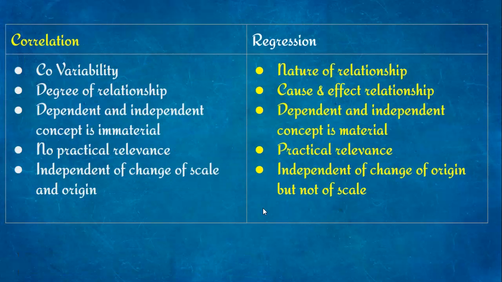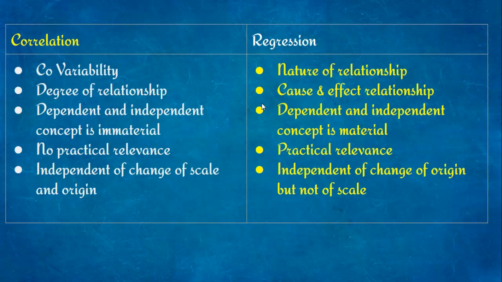Then we covered the difference between correlation and regression. In the difference part, one point is that the dependent and independent concept is immaterial in the correlation model, and the dependent and independent concept is material in the regression model. Today we are going to talk about this concept: why it is immaterial in the correlation model, and why it is material in regression.